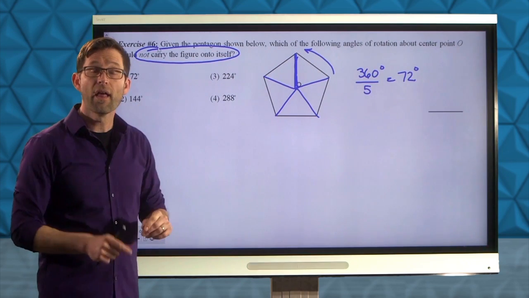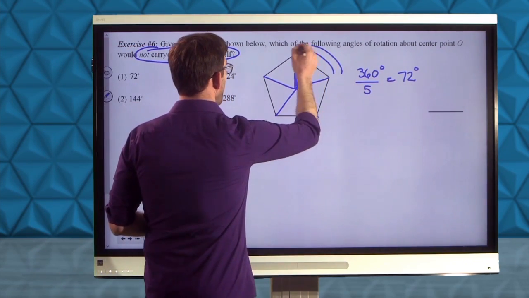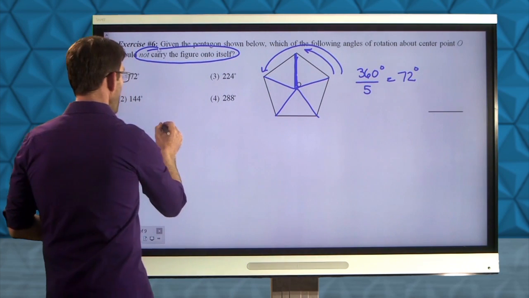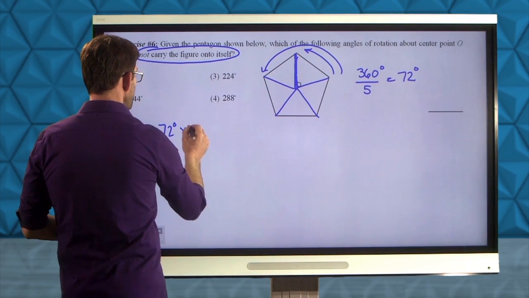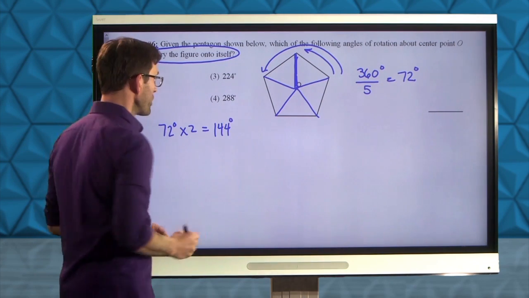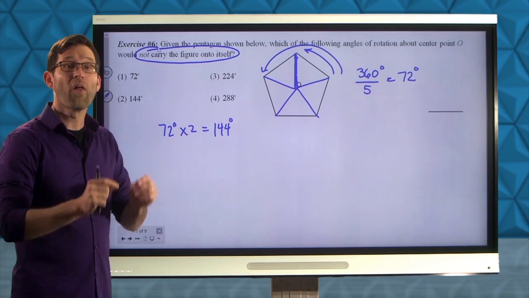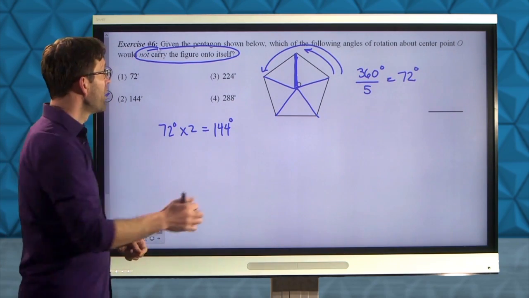I'm looking for the one that wouldn't work. Now, if I was trying to rotate this point all the way over here, that would be 72 degrees times 2, and that would be 144 degrees. Again, choice 2 is wrong. We're looking for the angle that isn't correct.